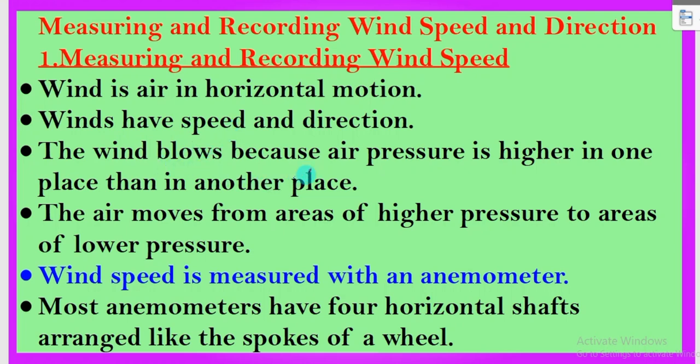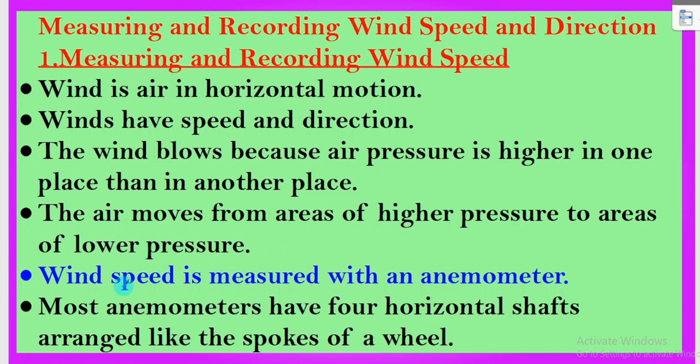The wind blows because air pressure is higher in one place than in another place. So the presence of air pressure influences the direction of wind and the wind movement from one place to another place. The air moves from areas of higher pressure to areas of lower pressure. So areas of lower pressure tend to receive air towards the area.